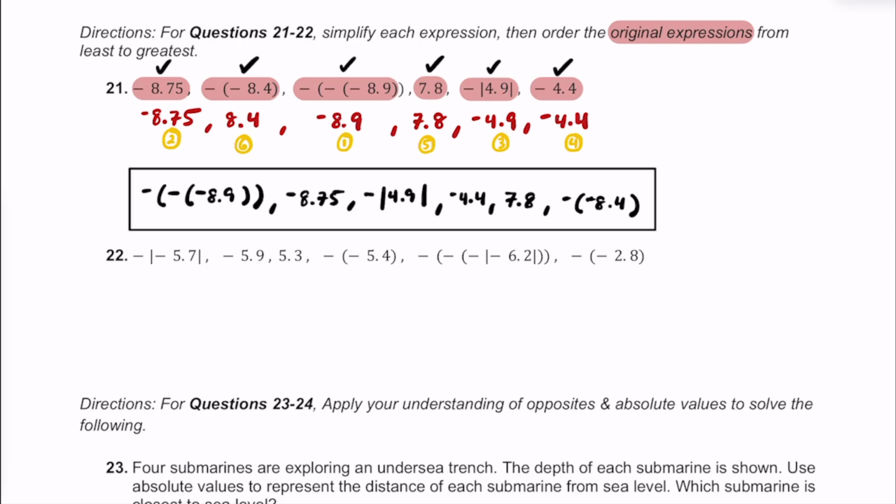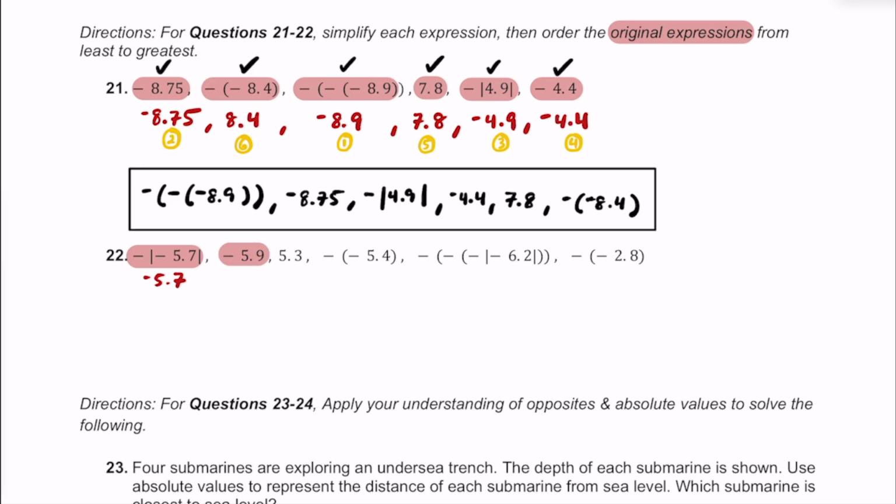All right, number 22, we just got another one of these, so let's go ahead and practice this one more time. So let's see here. For 22, this first expression here, we have the absolute value of negative 5.7, but then we have the opposite of that. So the absolute value is going to be positive 5.7. The opposite of that is going to be negative 5.7. So, okay, that's the most simplified way to write that one.